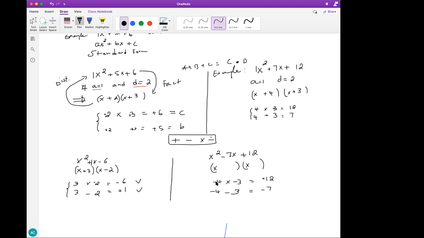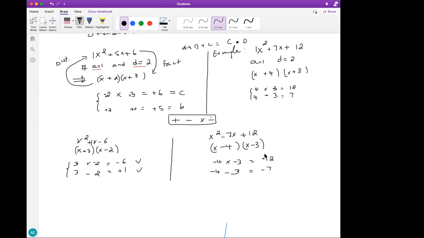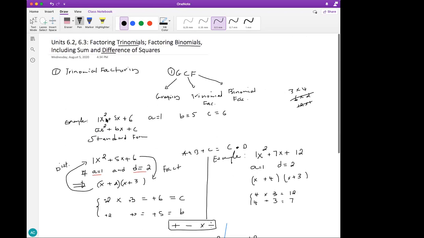But for multiplication, the 2 negatives turn into a positive. So the numbers that we're looking for here are negative 3 and negative 4. And that's it. The factoring is done. Again, you can always check by distributing, and you use the FOIL method that we learned with multiplying polynomials. If you distribute this, you'll definitely get back to this. So that's how factoring of trinomials works when it's in standard form like this.